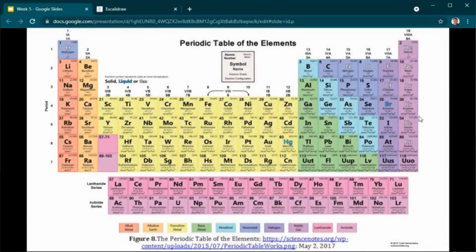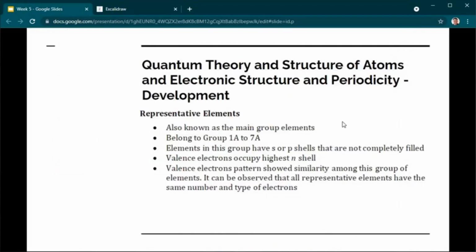Noble gases, transition metals, lanthanides and actinides. The rest are representative elements. So those are the four major classifications, and then these are the more specific classification of a group of elements in the periodic table. Next, the representative elements are also known as the main group elements.